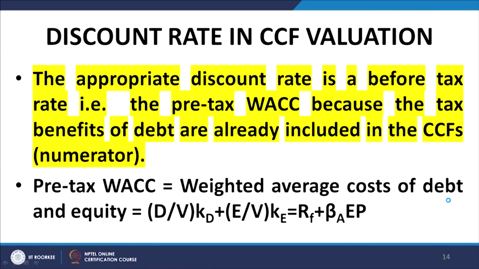Pre-tax WACC is given by the formula right at the bottom of the slide: D/V into Kd, plus E/V into Ke. Please note, in this case there is no correction of 1 minus t in the cost of debt. The tax effect is not incorporated in the WACC. Ke here is the levered cost of equity. Please note this point, that Ke is the levered cost of equity. The discount rate depends.